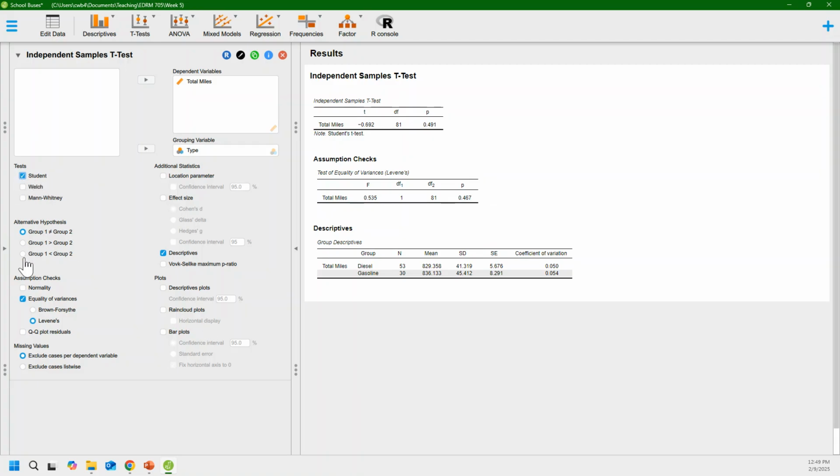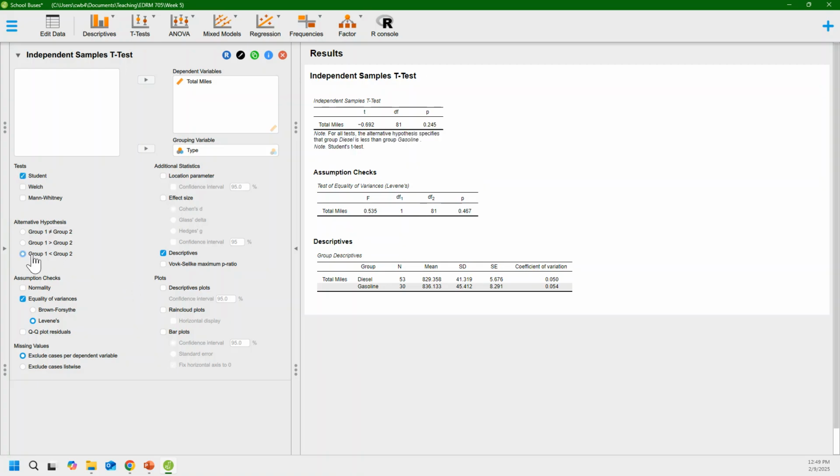And remember, our alternative hypothesis was that the mean for diesel, which is group 1, would be less than the mean for gasoline. And so I'm going to choose this last option here. And these are going to be the results of my actual t-test. All right, independent samples t-test. All right, so I've gone through all of that. Let's go back and try to interpret the results.